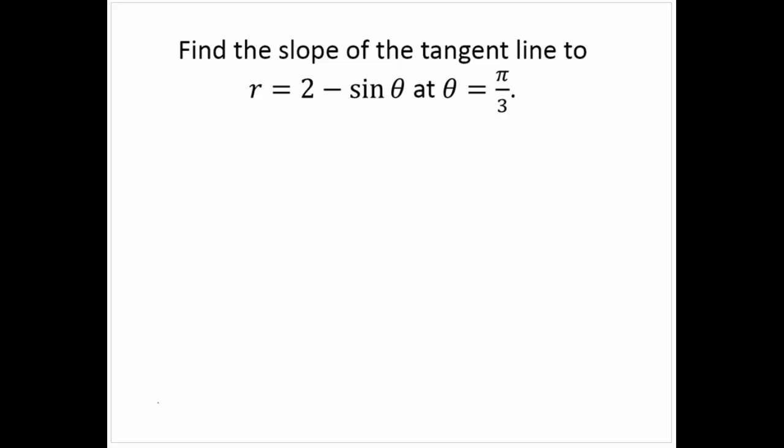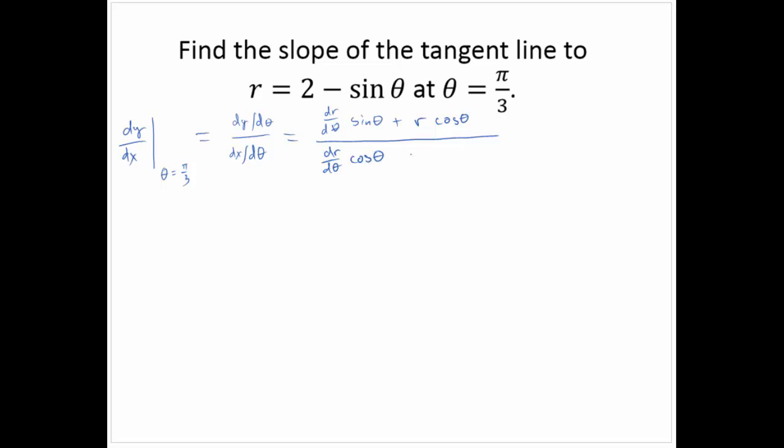Find the slope of the tangent line to r equals 2 minus sine theta at theta equals pi over 3. All right, so what this means is we need dy/dx. That's how we've understood slope. We need dy/dx evaluated at theta is pi over 3. So dy/dx, that's dy/d theta over dx/d theta, which we just saw in the previous slide: dr/d theta sine theta plus r cosine theta over dr/d theta cosine theta minus r sine theta.